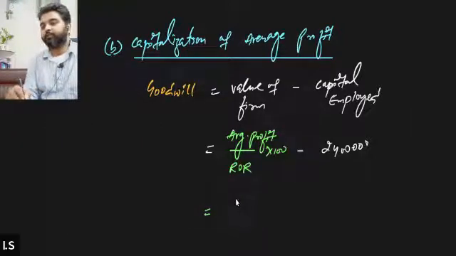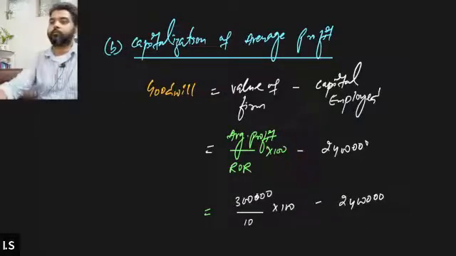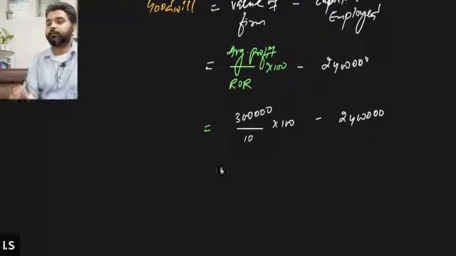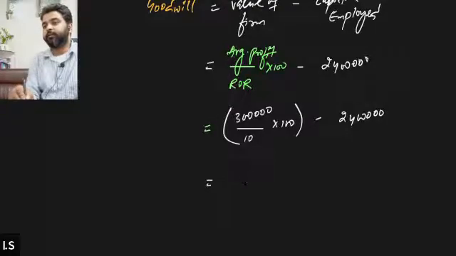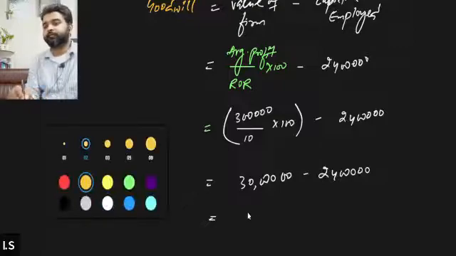Average profit is given in the question, 3 lakh, right? And the rate of return is 10%, into 100, minus 24 lakh. All right, everyone. So calculating this, we will get 30 lakh minus 24 lakh. And the value of the goodwill will be 6 lakhs.